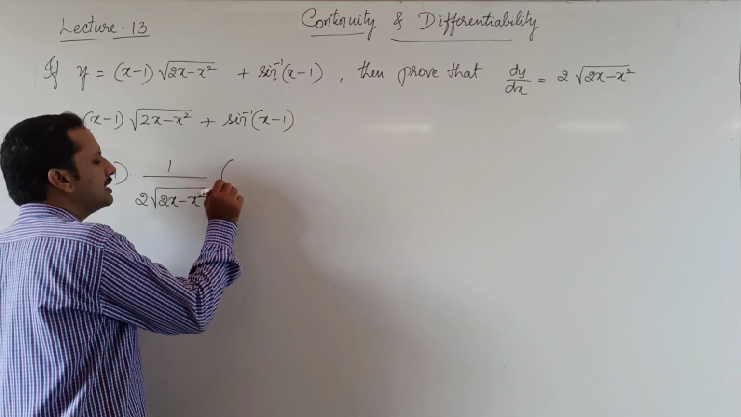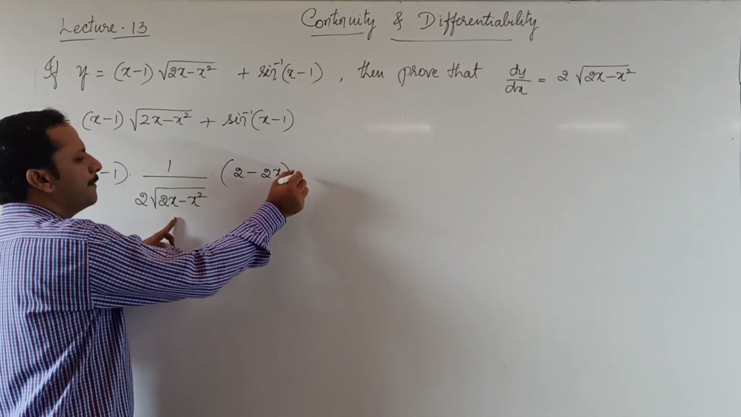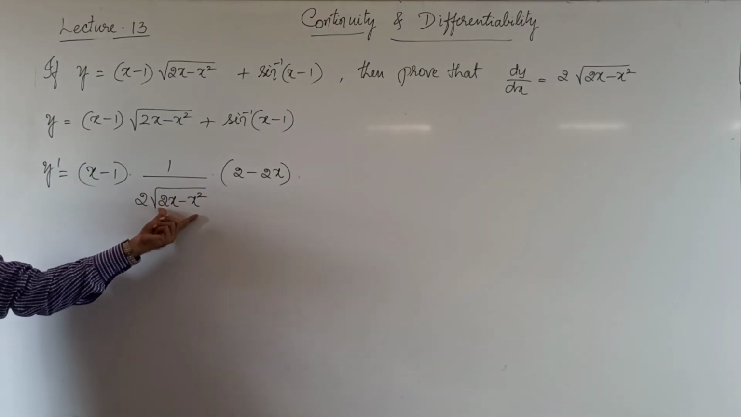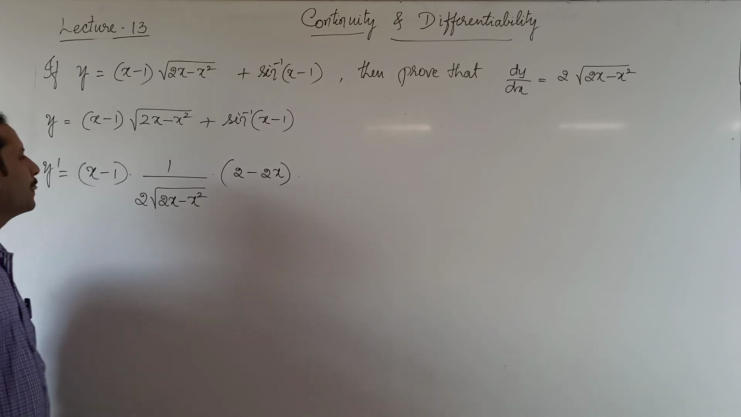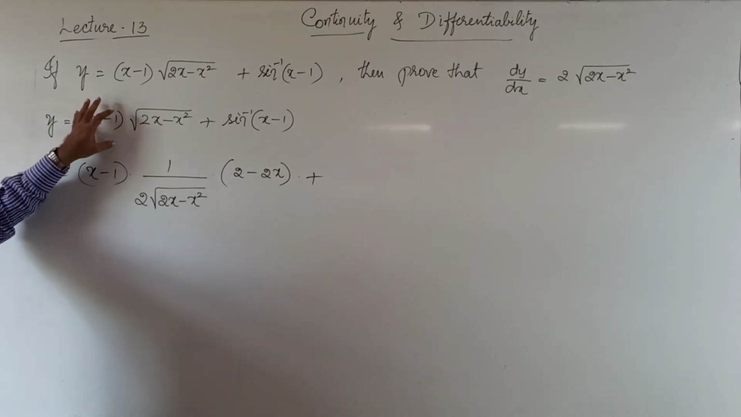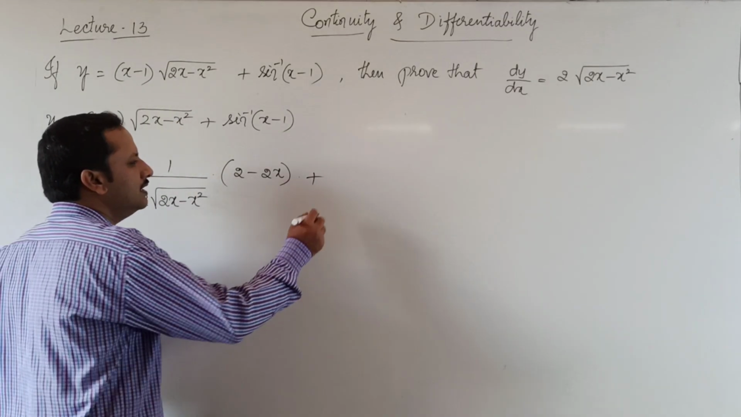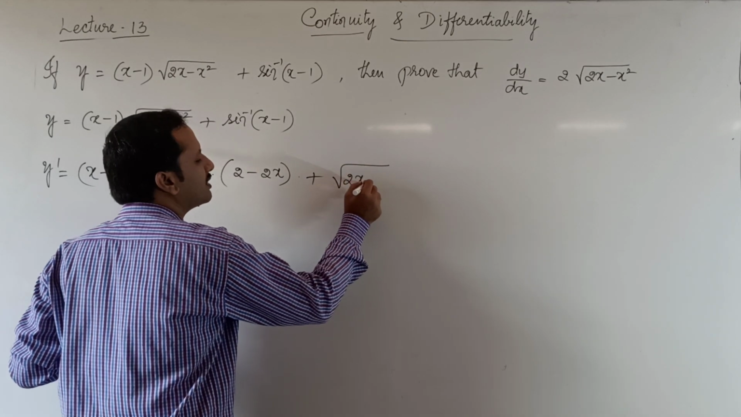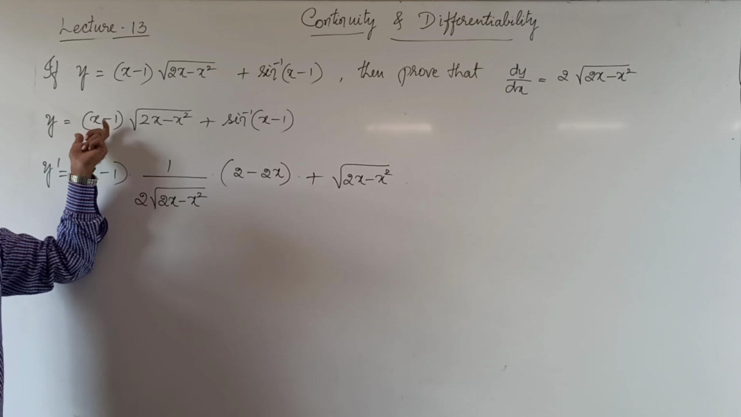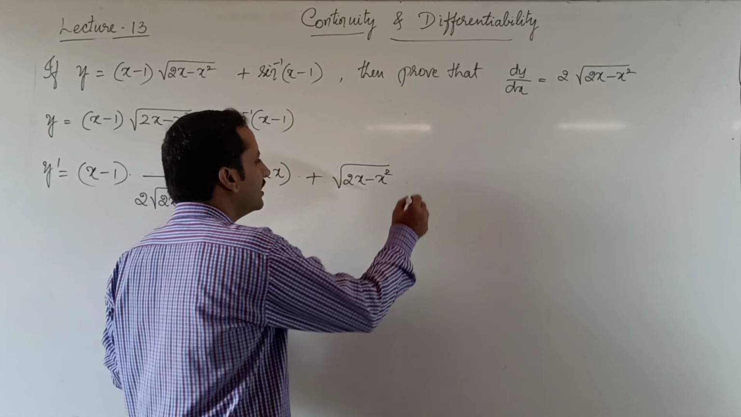Derivative of 2x minus x square is 2 minus 2x. Okay, derivative of 2x is 2, derivative of x square is 2x. Plus, now what did I do? First function into derivative of the second plus second function into derivative of the first. Second function is root of 2x minus x square into the derivative of the first function. First function is x minus 1, the derivative of x minus 1 is 1, so I need to write that.